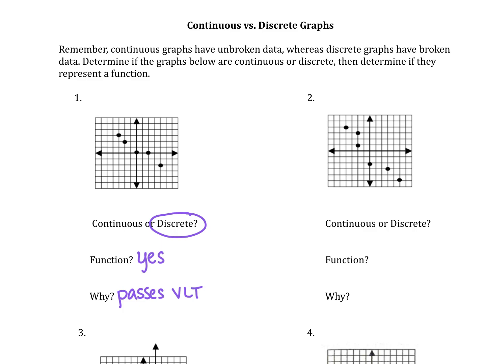All right, example number 2. Continuous or discrete. Again, you can tell that the points are not connected in any way, so that's going to be a discrete graph. Is it a function? Well, you can see right here that these 2 points align vertically, so the answer to that is no. It fails the vertical line test.